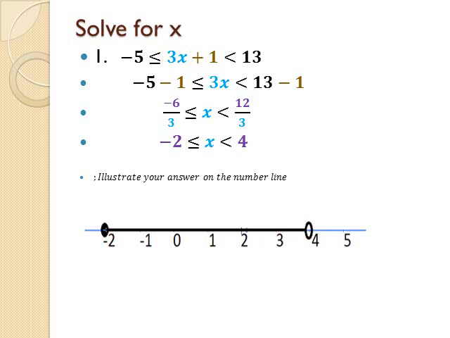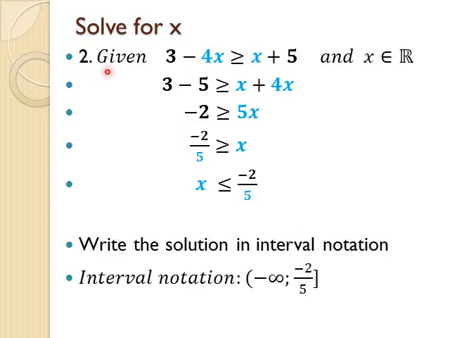Alright, let's look at problem number 2. So given 3 minus 4x is greater or equal to x plus 5 and x element of real numbers, solve for x. So first, take all my x's to the same side. So x, take negative 4x over, becomes plus 4x. If I take plus 5 over, becomes negative 5. 3 minus 5 gives me negative 2. X plus 4x gives me 5x.